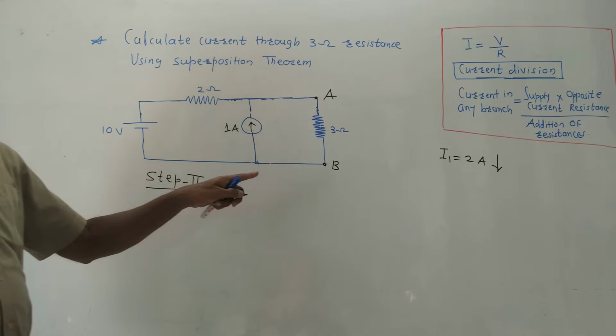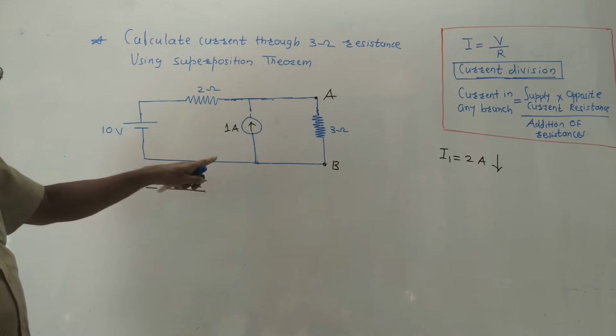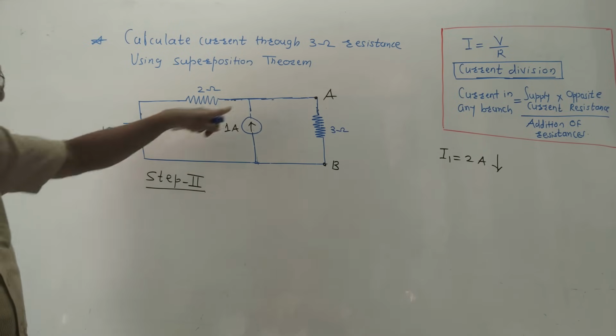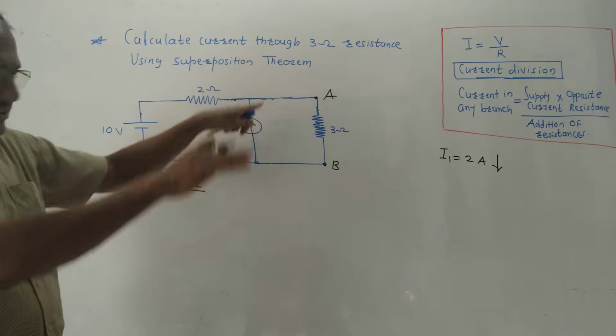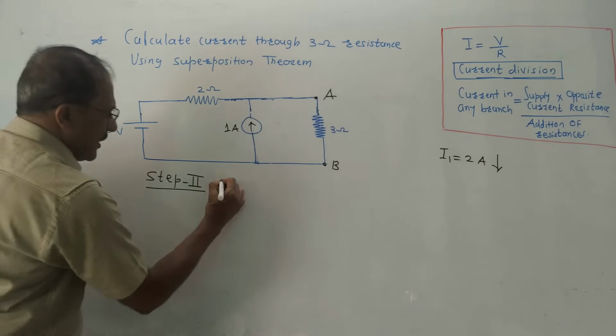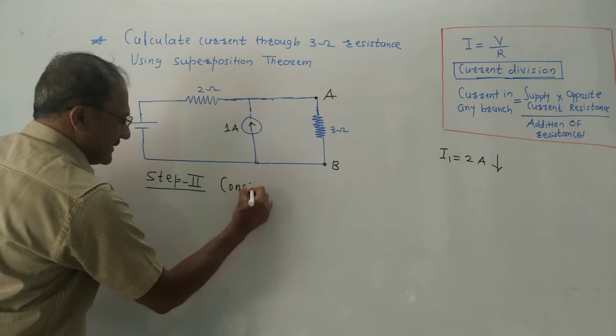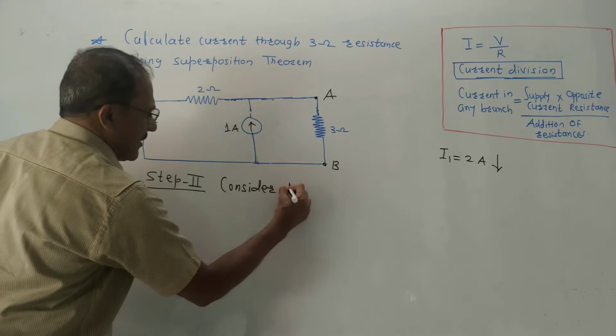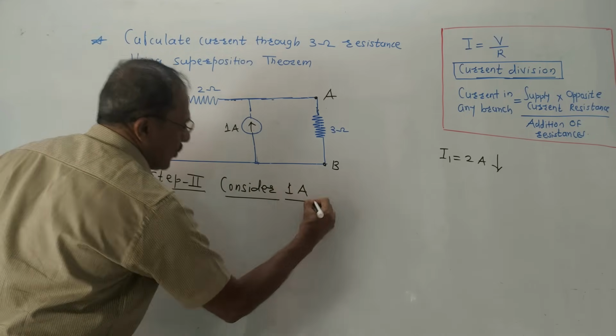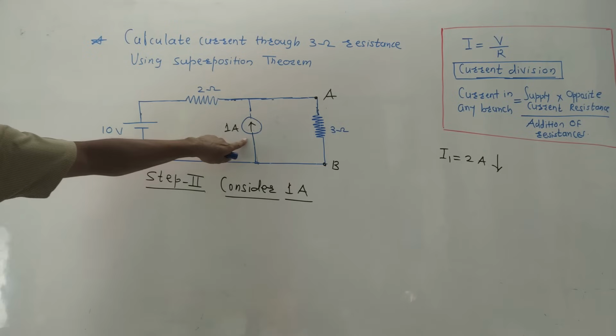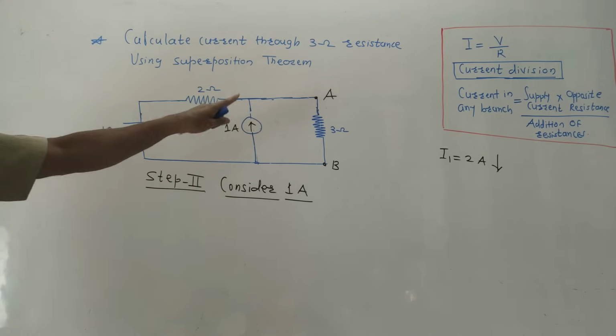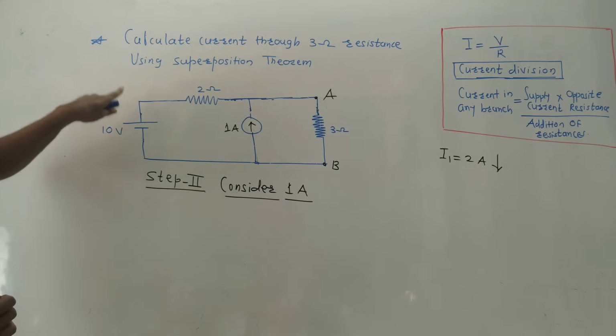Now the second step. What we did in the first step, we considered only the 10 volt source. So we open circuited the remaining source, that was the current source. In step 2, consider the remaining source, I will write like this, consider the 1 ampere source only. If I am considering this source, what are the remaining sources? The remaining source is only one, that is 10 volt.